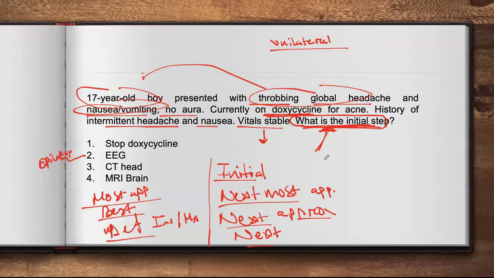Okay? Now, this patient has intermittent headache and nausea. That might be a bit confusing for you. That's one of the things you might think that maybe this is migraine, but no. Migraine is not a global headache. It's always unilateral and it's throbbing. It is throbbing, pulsating, but it's not global. It's very unlikely.